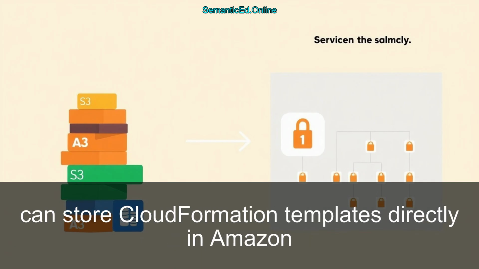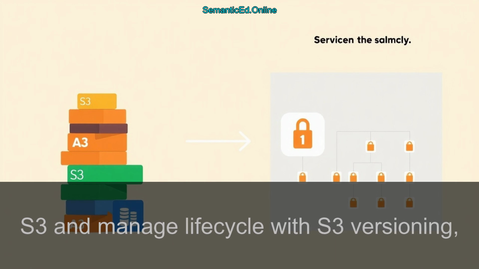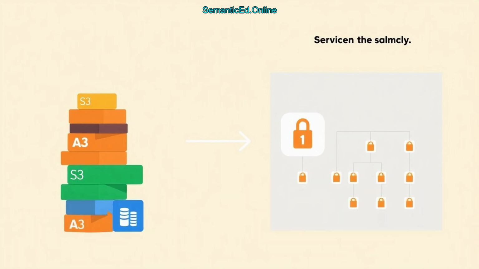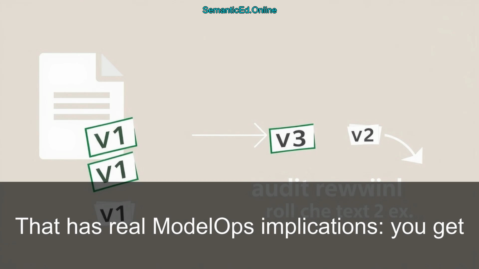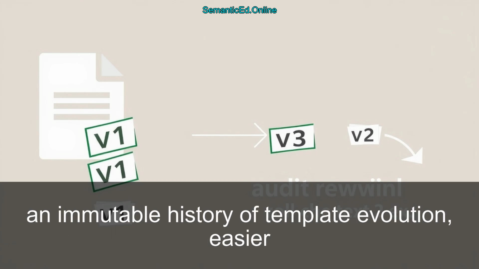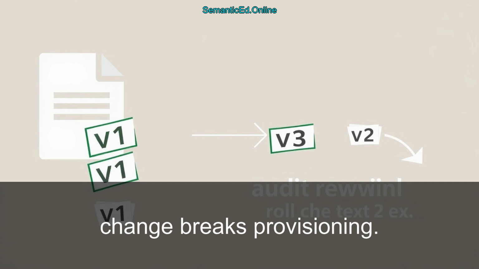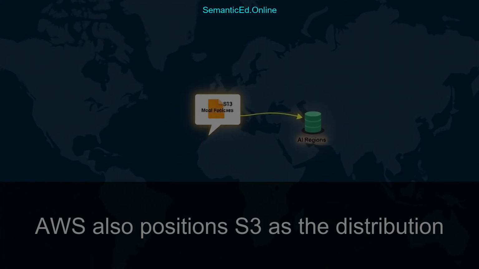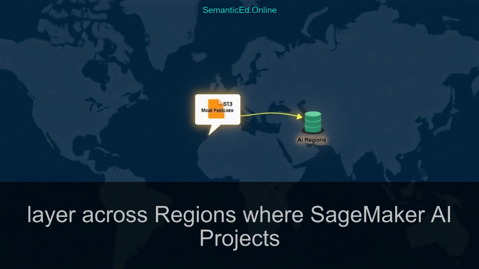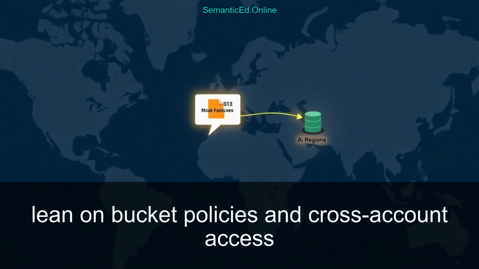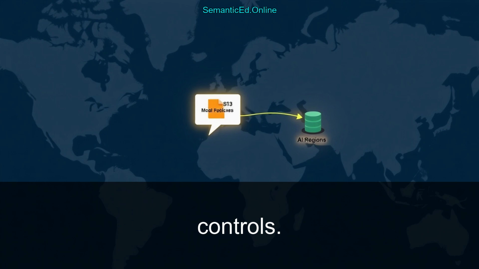Administrators can store CloudFormation templates directly in Amazon S3 and manage lifecycle with S3 versioning, lifecycle policies, and even cross-region replication. That has real ModelOps implications. You get an immutable history of template evolution, easier audits, and practical rollbacks when a template change breaks provisioning. AWS also positions S3 as the distribution layer across regions where SageMaker AI projects is supported. And for cross-account sharing, you lean on bucket policies and cross-account access controls.